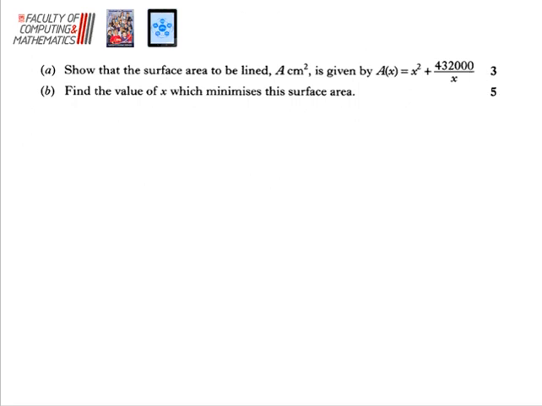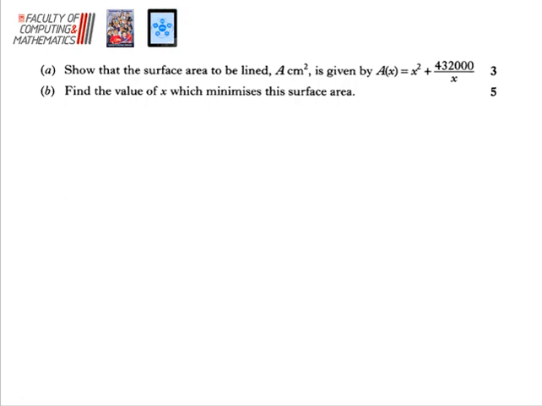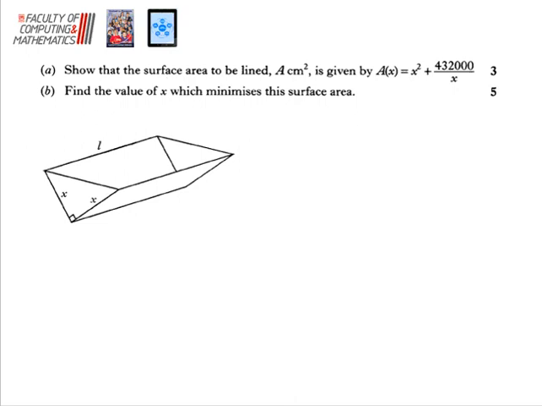Okay, now we look at part A. Show that the surface area A is given by that formula. So we're working towards that area, and it's a surface area, so just looking at the area of the surfaces. The surface area of that triangular prism involves 2 triangles, one here, one at the back, and then 2 rectangles. Now you know the area of a triangle is half length times breadth.